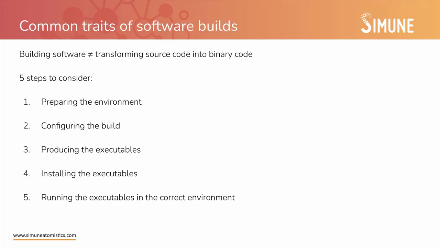Let's now start. First, I would like to emphasize that building software is not just transforming source code into binary code, but there are many things around which are involved in the success of the whole process. So first, you have to prepare the environment, then configure the build, then produce the executables, then install them or put them somewhere where they can be used, and finally run the executables in the correct environment.